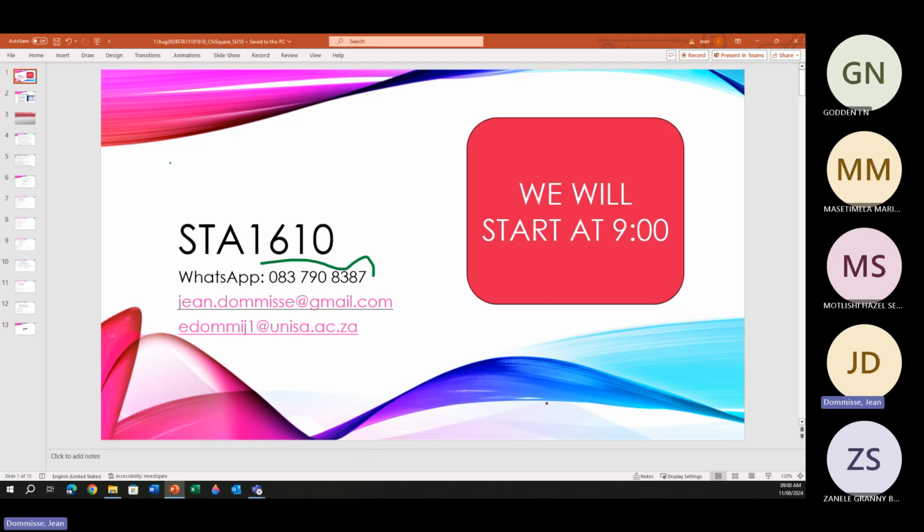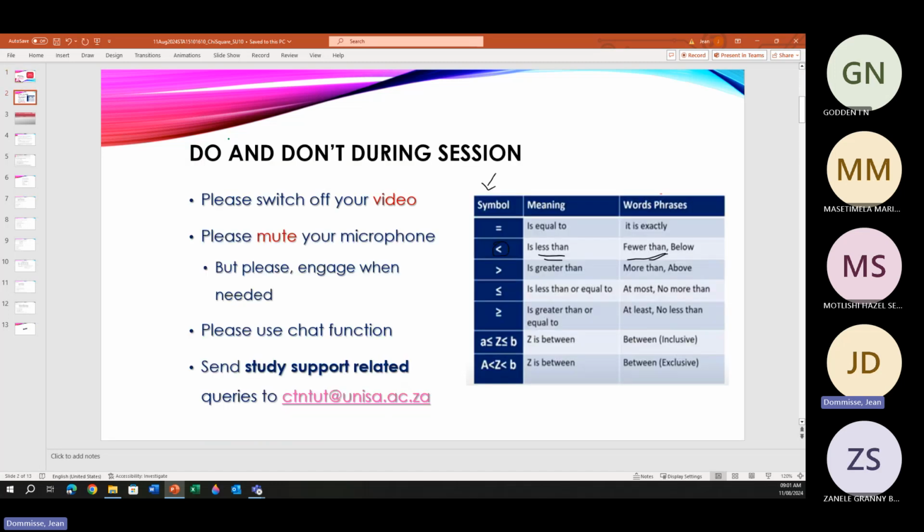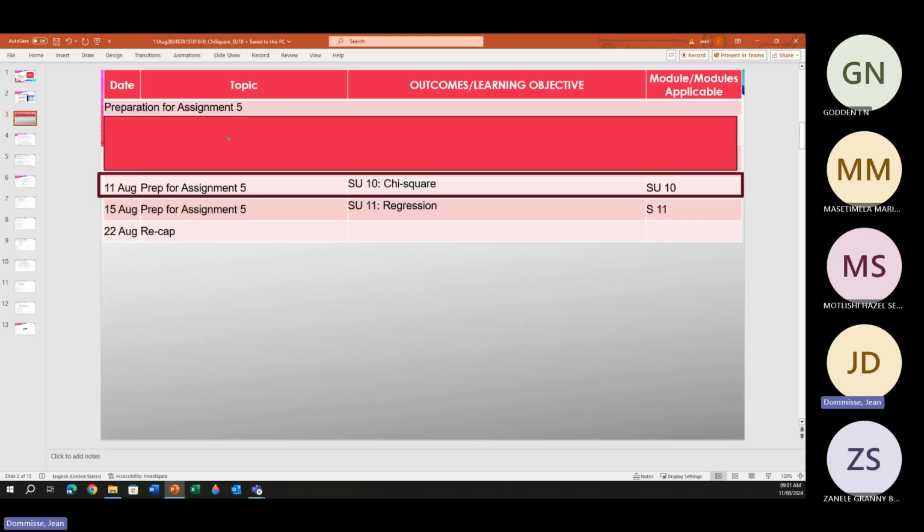Okay, so today we're going to just do a recap of study unit 10. Next week, Thursday, we'll do study unit 11, and then over the weekend next week, we'll do a recap of study unit 11. Okay, so study unit 10, we're looking at chi-square analysis.